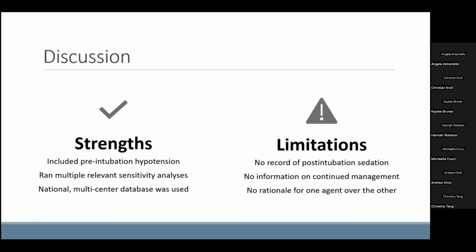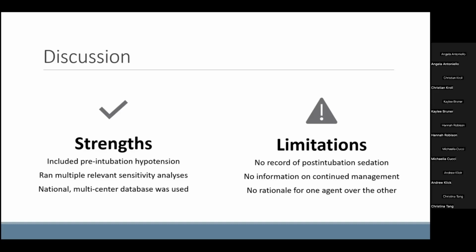Overall, I think this article did a really good job of showing a little bit of what we already know and how we already practice. They used doses that we already use for both etomidate and ketamine, and it basically showed that they were, in fact, mostly hemodynamically neutral.